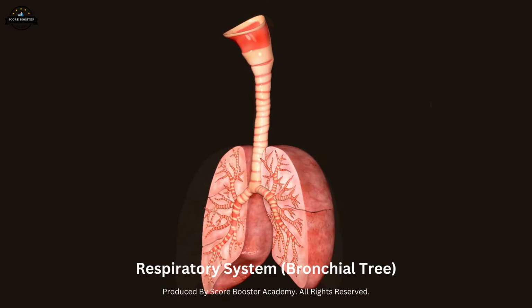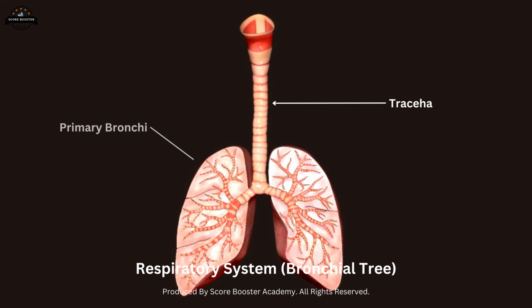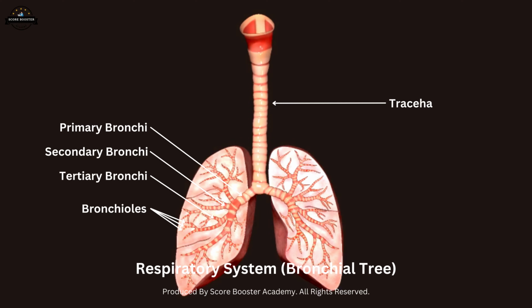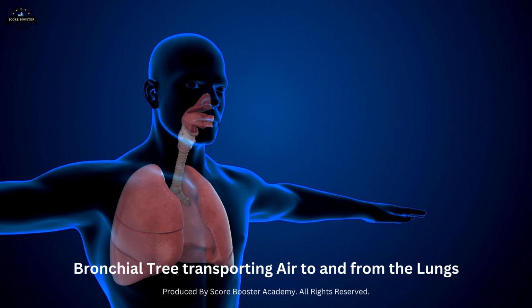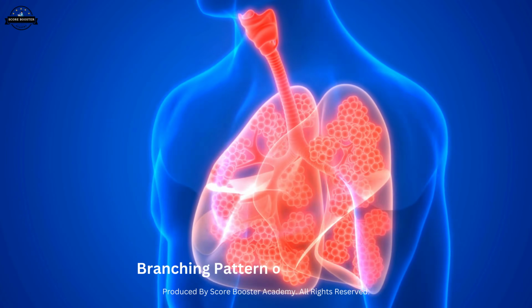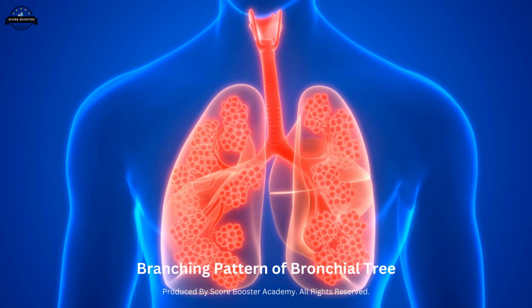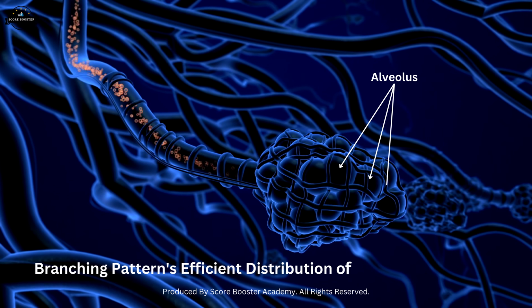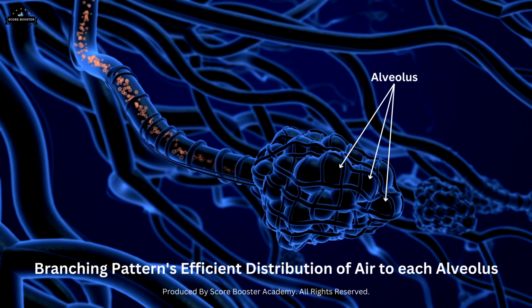Bronchial tree. The trachea divides into smaller tubes called bronchi, which further branch into bronchioles. This intricate arrangement forms the bronchial tree responsible for transporting air to and from the lungs. The branching pattern allows for efficient distribution of air and ensures each alveolus receives an adequate oxygen supply.